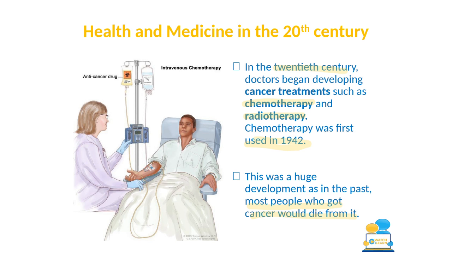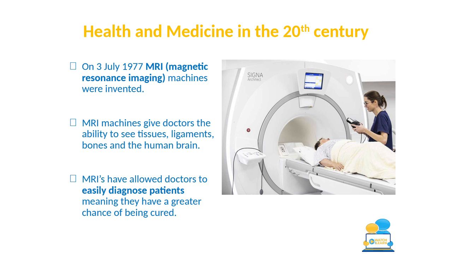Now another big development that also saved many, many lives is our next one, magnetic resonance imaging, MRI machines. And MRI machines were first invented on the 3rd of July, 1977. Now, you may have gotten an MRI before. Very, very important and significant pieces of equipment.